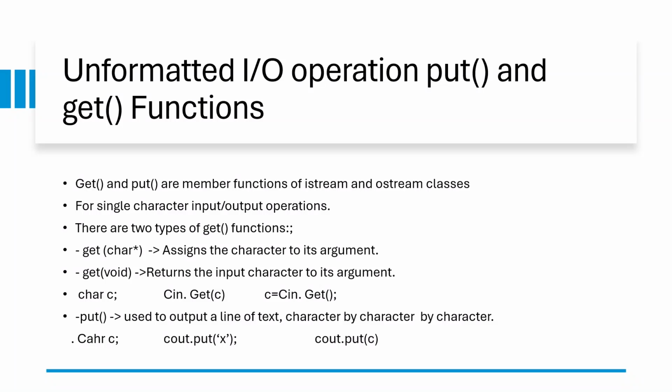By using this we are getting the input. Cin is used for giving input. Next, the put function is used to output a line of text character by character, so we use cout for output. The get function is used to read the input, and the put function is used for outputting a line of text. So with cout.put(x), we display the integer x.